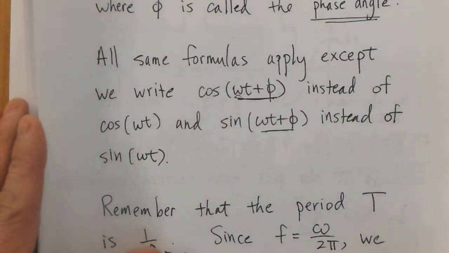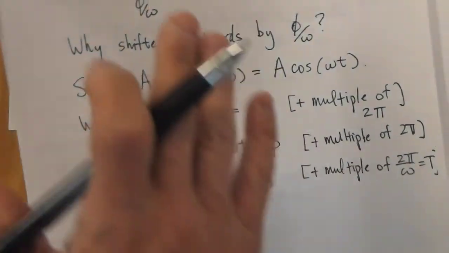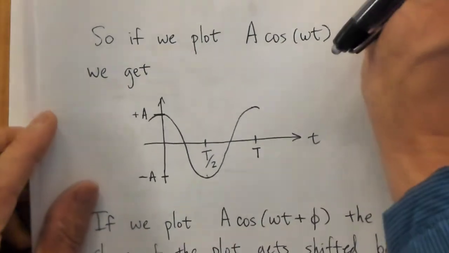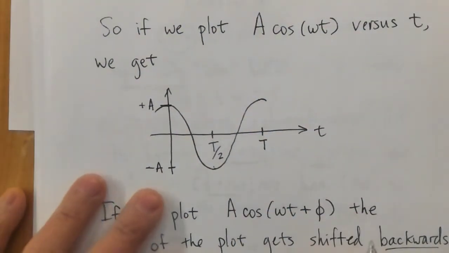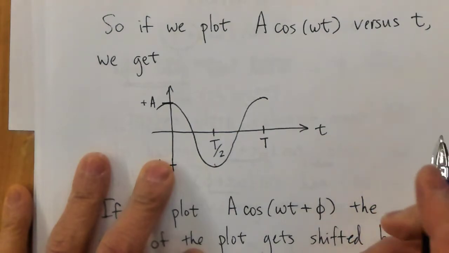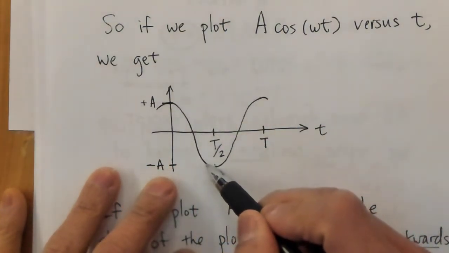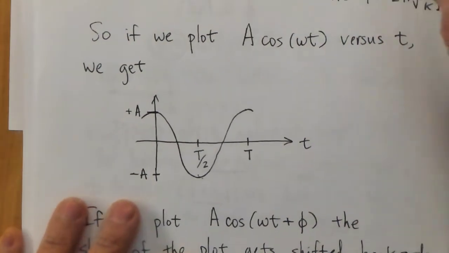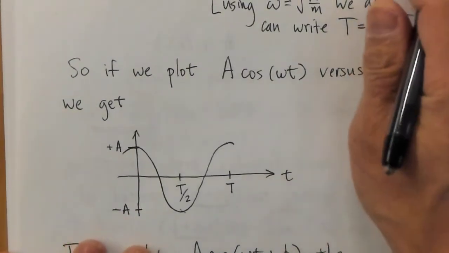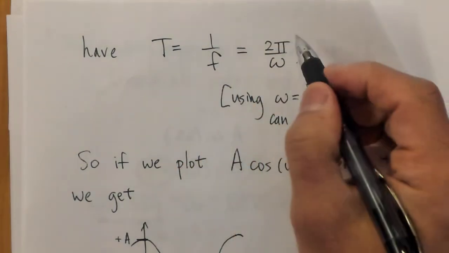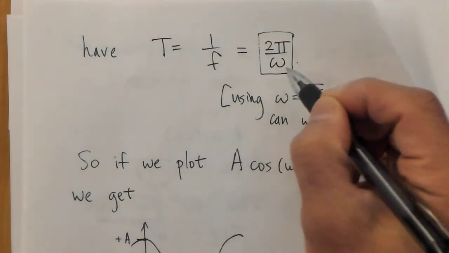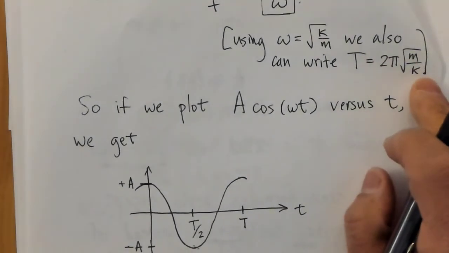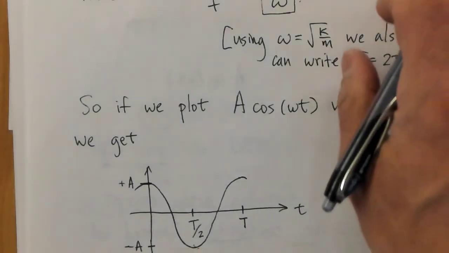Okay. So everybody's okay with that? And then, remember last time we plotted a cosine of omega t? It goes from A, goes down to negative A, and goes back up over a time T. Capital T is the period. So the period is equal to 2 pi over omega. We derived that before. You can also write it in terms of the spring constant and the mass.